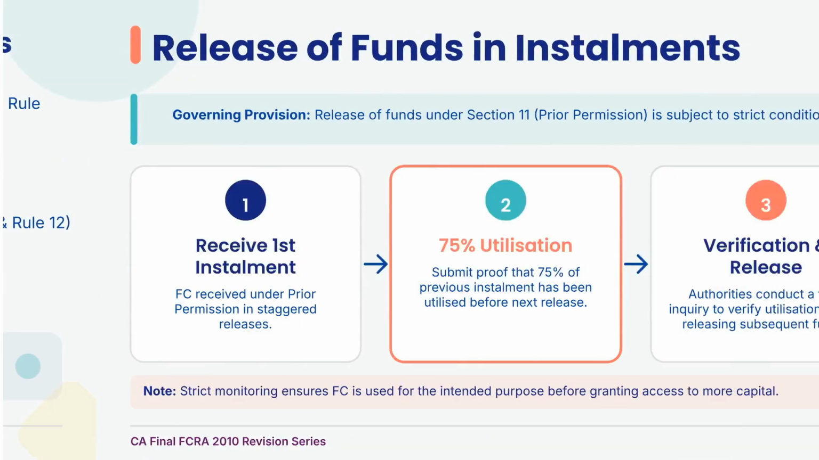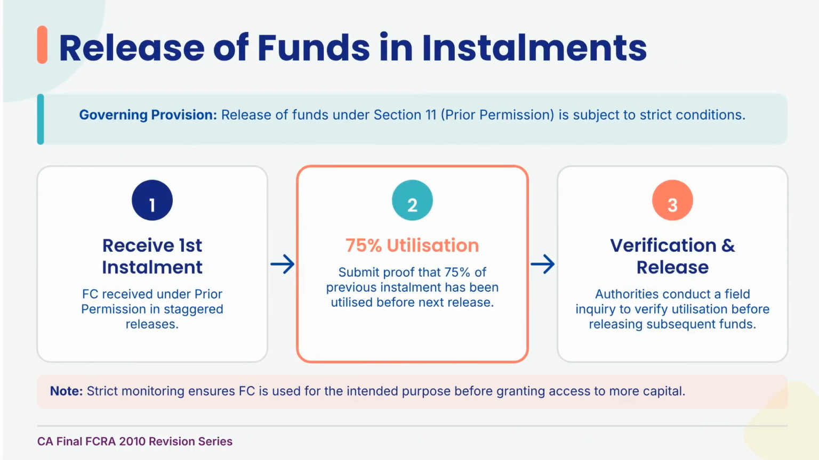or closing the registration. When foreign contribution is received under prior permission, the government does not release all funds without monitoring their utilization. Suppose an NGO receives the first installment of foreign contribution. Before the second or any subsequent installment is released, it must demonstrate that at least 75% of the previous installment has already been utilized. Merely submitting documents is not enough. The authorities may also conduct a field inquiry to verify whether the funds were actually used for the intended purpose. This mechanism ensures accountability and prevents misuse of foreign contributions by linking future releases to proper utilization of earlier funds.